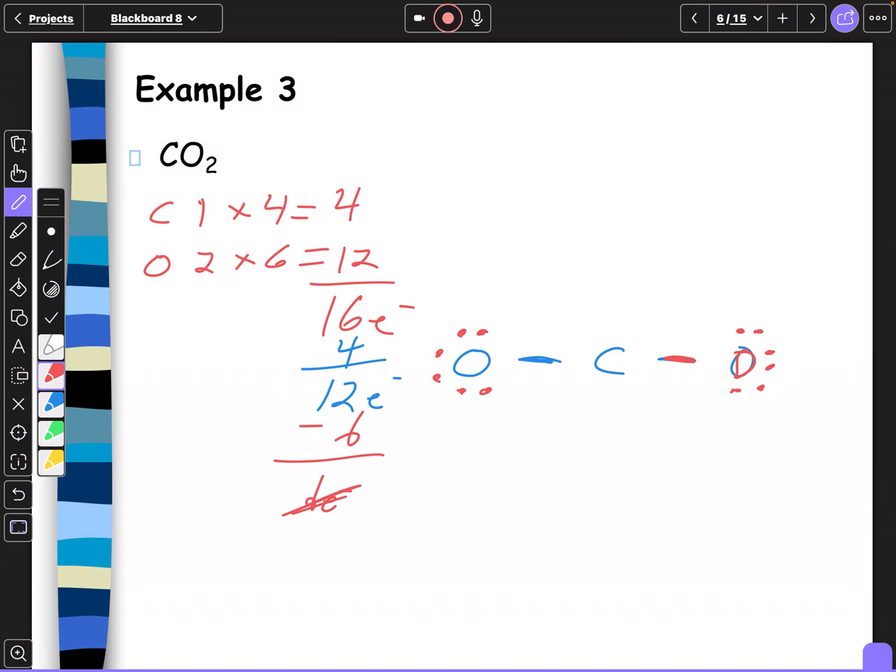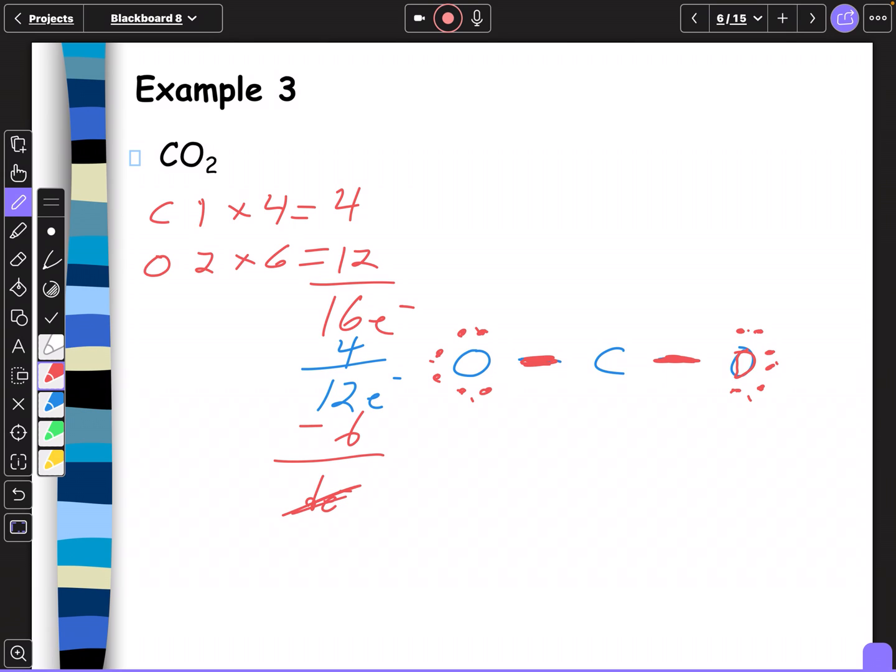Now I look to see if this structure follows my rules and if I have an octet around each atom. So I check the oxygen, first one on the right. It has 2, 4, 6, and then these 2 shared electrons for a total of 8, so that oxygen's good. I look to the left, that oxygen has 2, 4, 6, and then these 2 make 8, so that oxygen's good. Then I look at the central atom, carbon. It's only surrounded by 2 shared electrons there and 2 shared electrons there. So it's not following my rules. I'm going to have to do something.